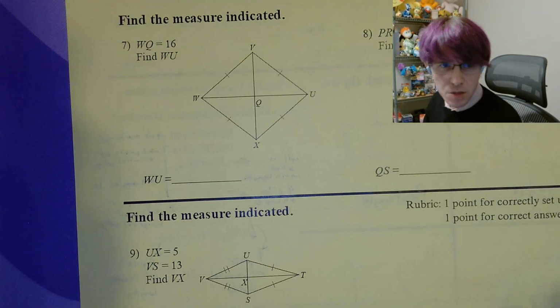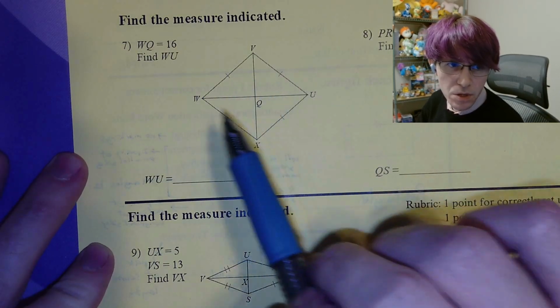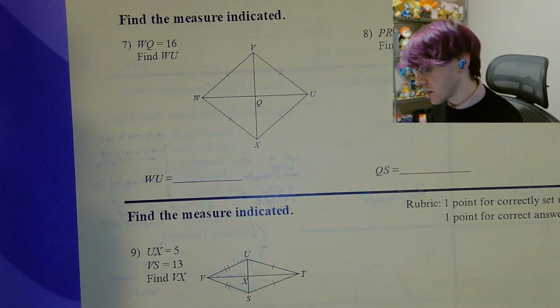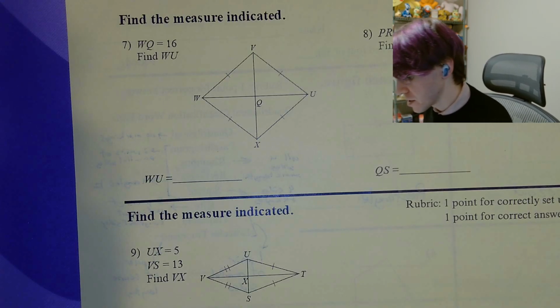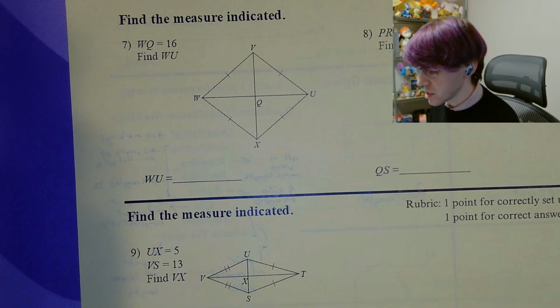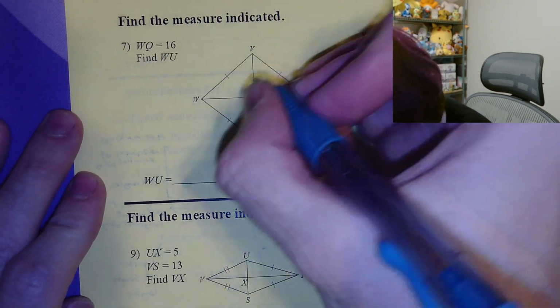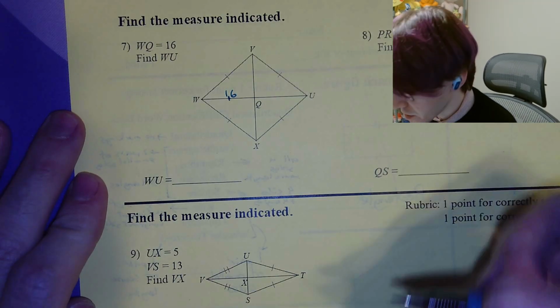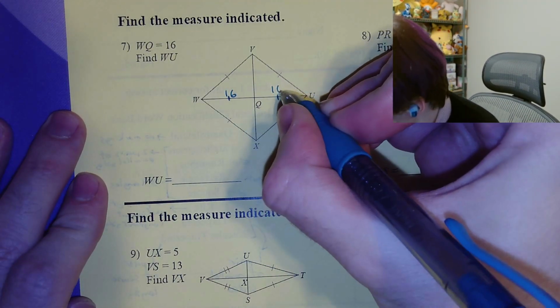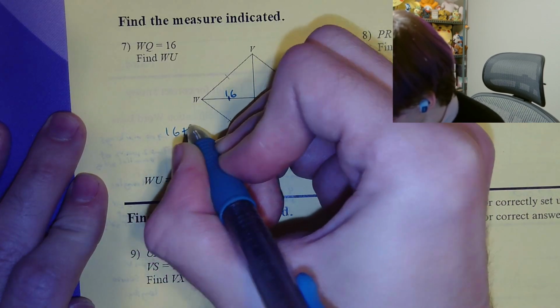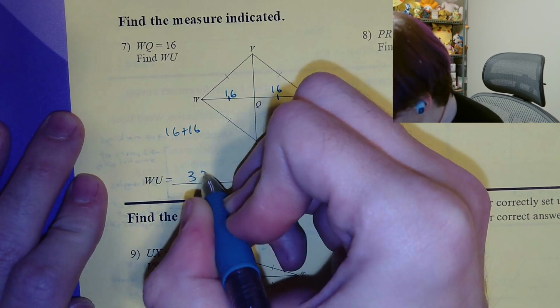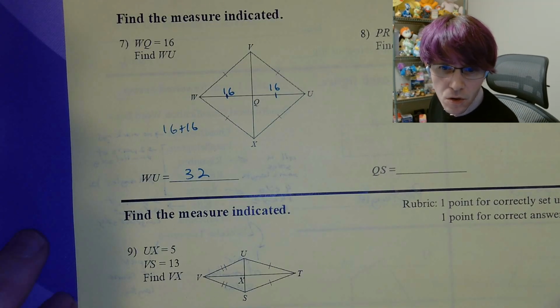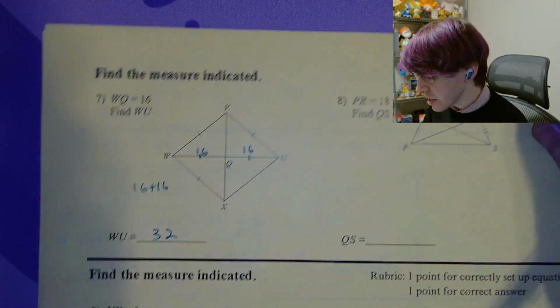Find the measure indicated. So we have all four of these sides being the same length. So we call that a rhombus. Rhombuses have a rule just like all parallelograms that they divide their diagonals equally. So you're told that WQ is 16, but the diagonals are divided up equally. So that means this is also 16, and 16 plus 16 is in fact 32. Cool.